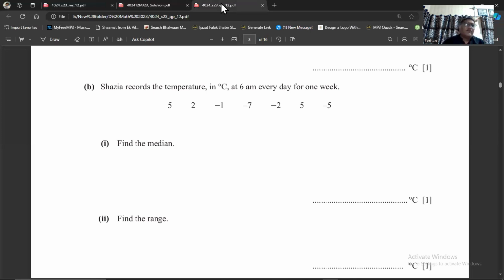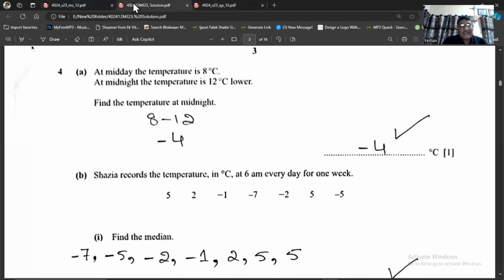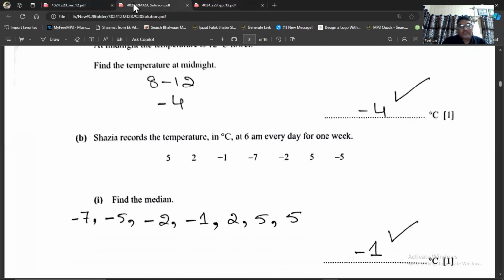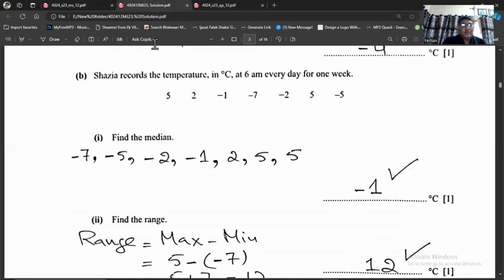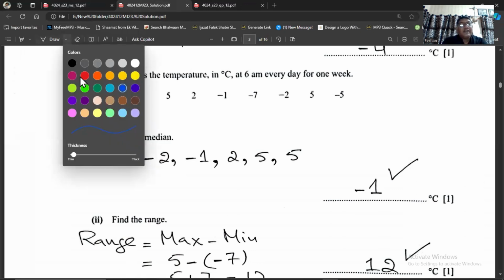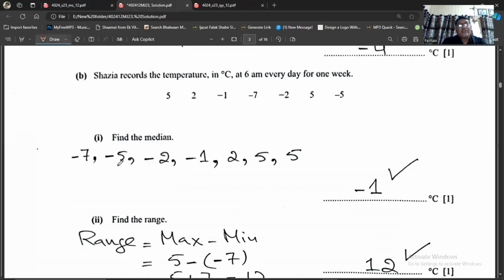in order. For example, I put them in ascending order, so the smallest will come first. So -7, -5, -2, -1, 2, 5, and 5. So put them in order, and once you have put them in order, then I can choose the median. They are 1, 2, 3, 4, 5, 6, 7.